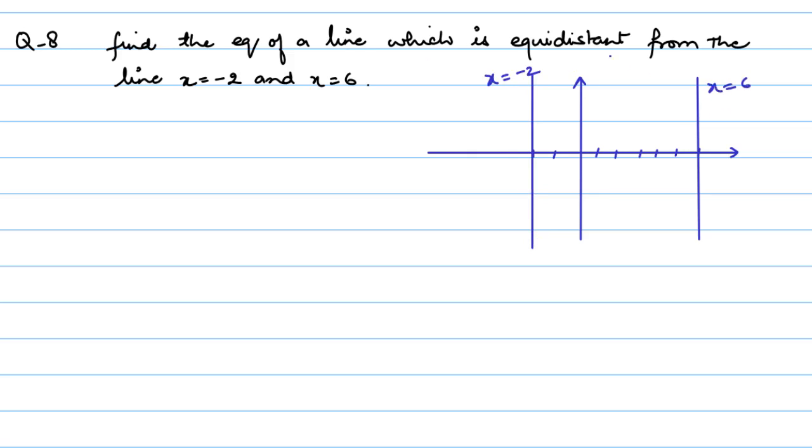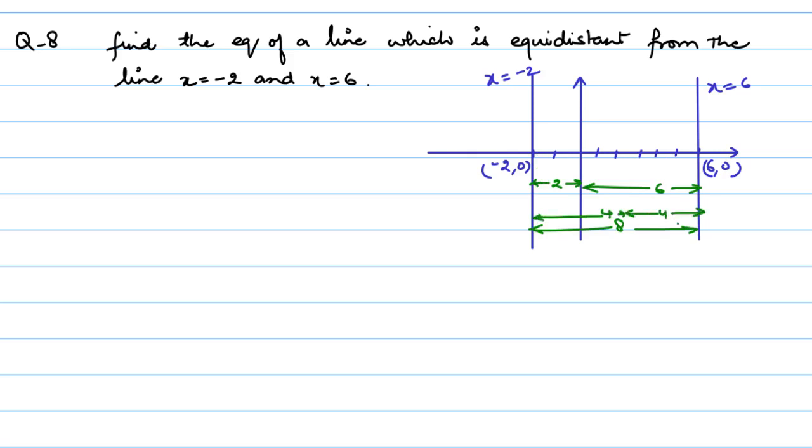We want a line which is equidistant from these two lines. Equidistant means a line which is at an equal distance from x equal to -2 and x equal to 6. Now what is this point? This is (-2, 0) and this is (6, 0). If I want a line which is equidistant, that is a line which passes through the middle point of these two points. Therefore, what is the distance between these two lines? 6 units on the right and 2 units on the left. This is 2 units and this is 6 units. Therefore the total distance is 8 units. Therefore I want a line which is at a distance of 4 units from this point and 4 units from this point.